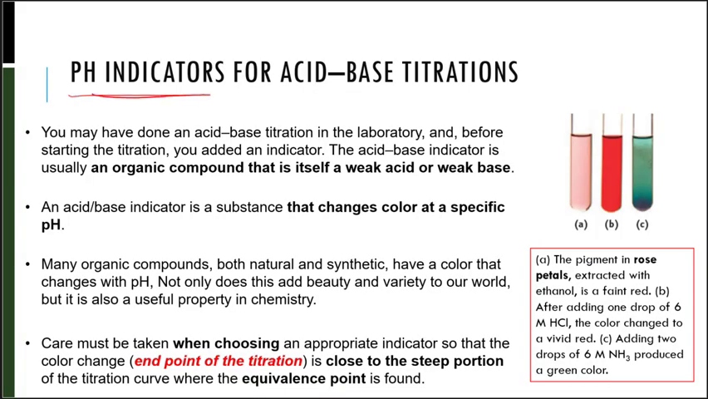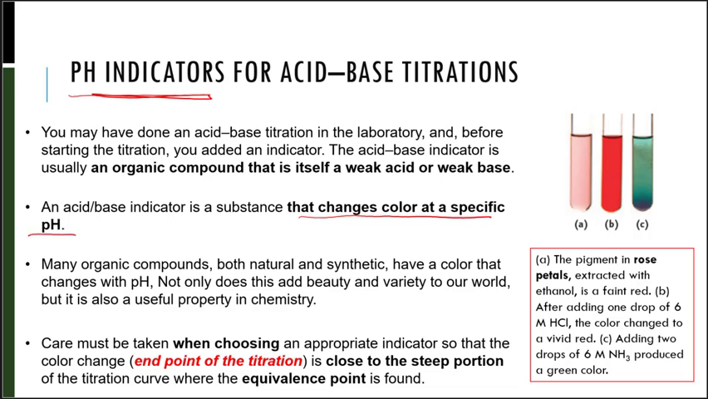The last part of this section is about pH indicators for acid-base titrations. You may have done an acid-base titration in the lab, and before you start the lab, you added an indicator, a couple of drops. It's a clear liquid. This indicator is usually an organic compound that is itself a weak acid or a weak base. And it's a substance that changes color at a specific pH.